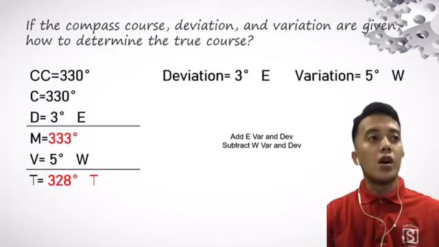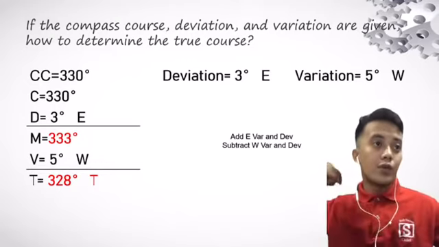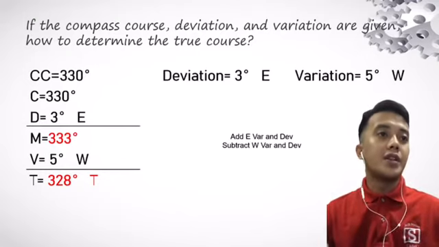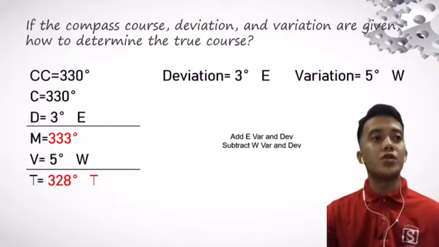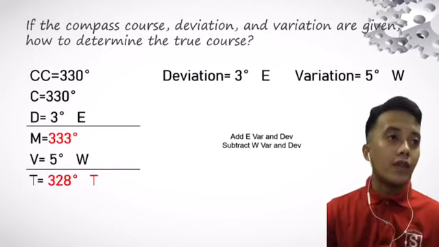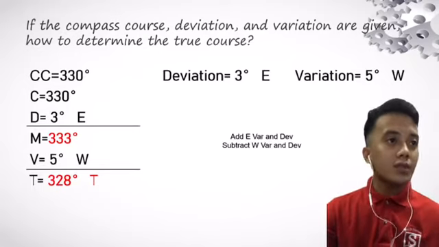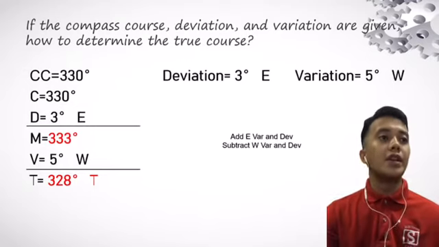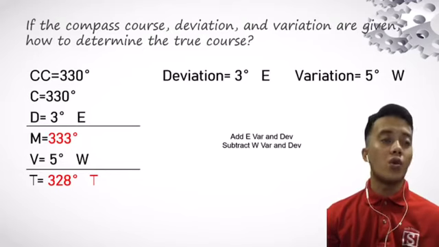Moving on, if the compass course, deviation and variation are given, how to determine the true course? So we use the formula of Cadman, both ways. As we can see in the given, we have the deviation of 3 degrees east. So when east, you add, and when west, you subtract. So we have 3 degrees east, so we add it with 330 degrees, so we get 333 degrees for the magnetic course. And we have the variation of 5 degrees west, so subtract it with 333 degrees, we get 328 degrees true for true course.